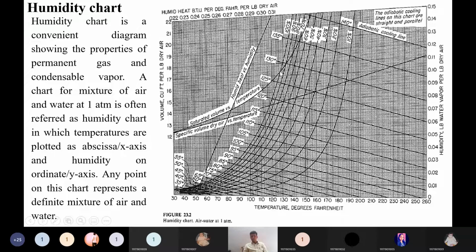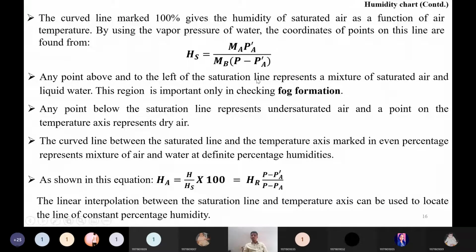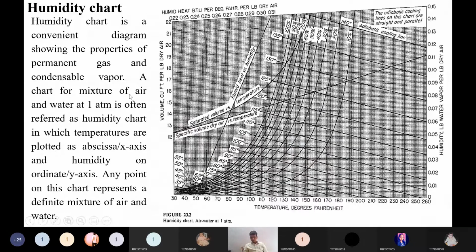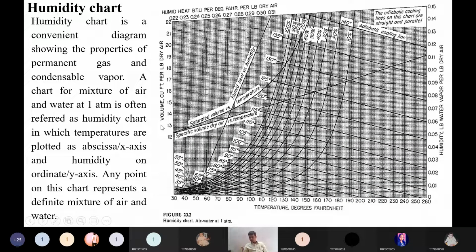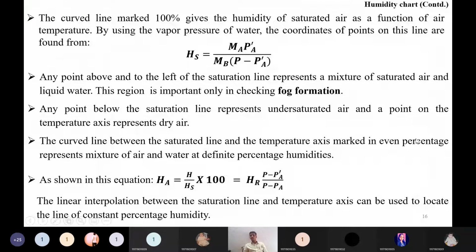So this is the 100% line. Any point above, to the left of the saturation line, represents a mixture of saturated air and liquid. This region is important only in checking fog formation. And any point below the saturation line represents undersaturated air, and a point on the temperature axis represents dry air. So this right region compared to the 100% line, all these points show the air is undersaturated. Then the curved lines between the saturation line and the temperature axis, marked in even percentages, represent mixtures of air and water at definite percentage humidity.